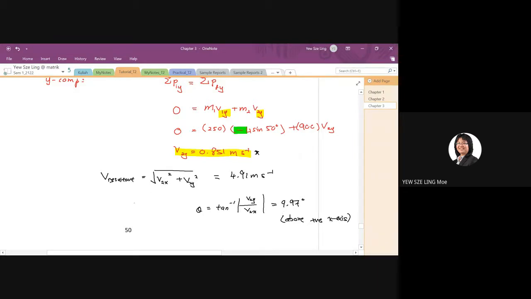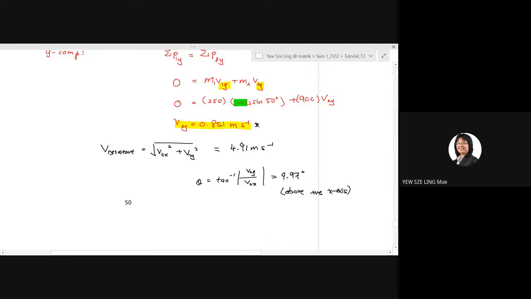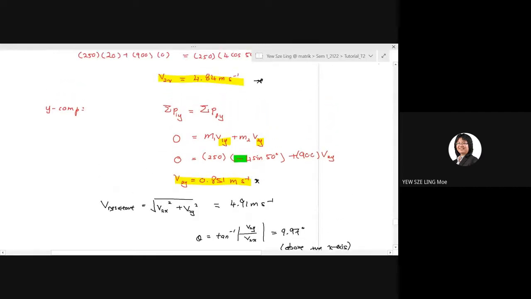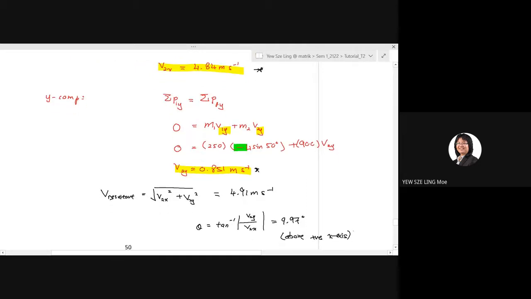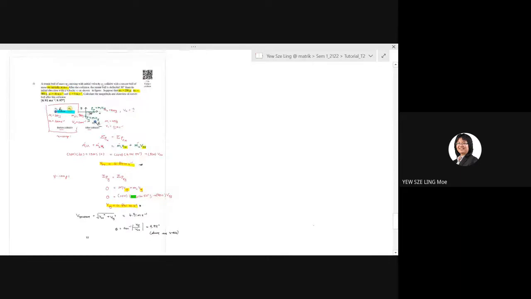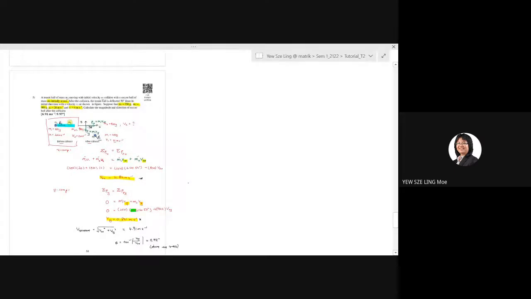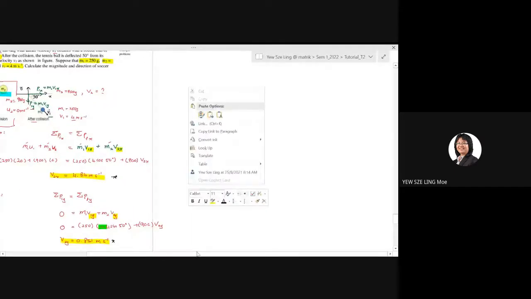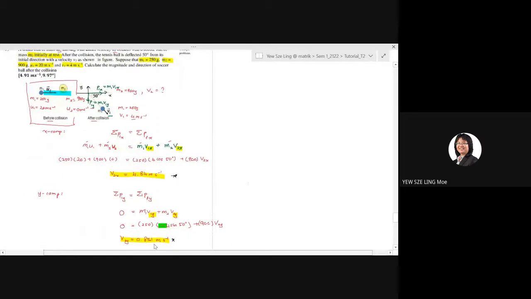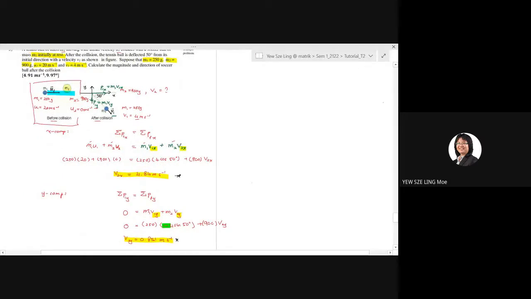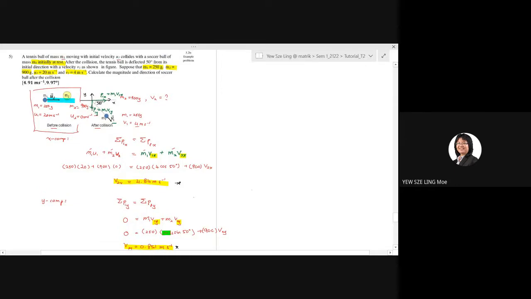All right. So this is question 5 for you. So write it down first, and then the last part, you should be able to solve by yourself. Now, I'm going to show you an alternative method.